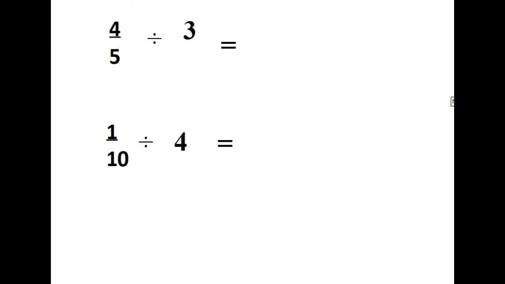Stop the video and you try it. Get my 1 in there. Keep the 4/5. Change the sign. Flip the second number. 4 times 1, 5 times 3. Can I simplify? Can't divide by 5 or 10. They're not both even. 3, 6, 9. They can't be divided by 3. So that's as simple as it'll go.